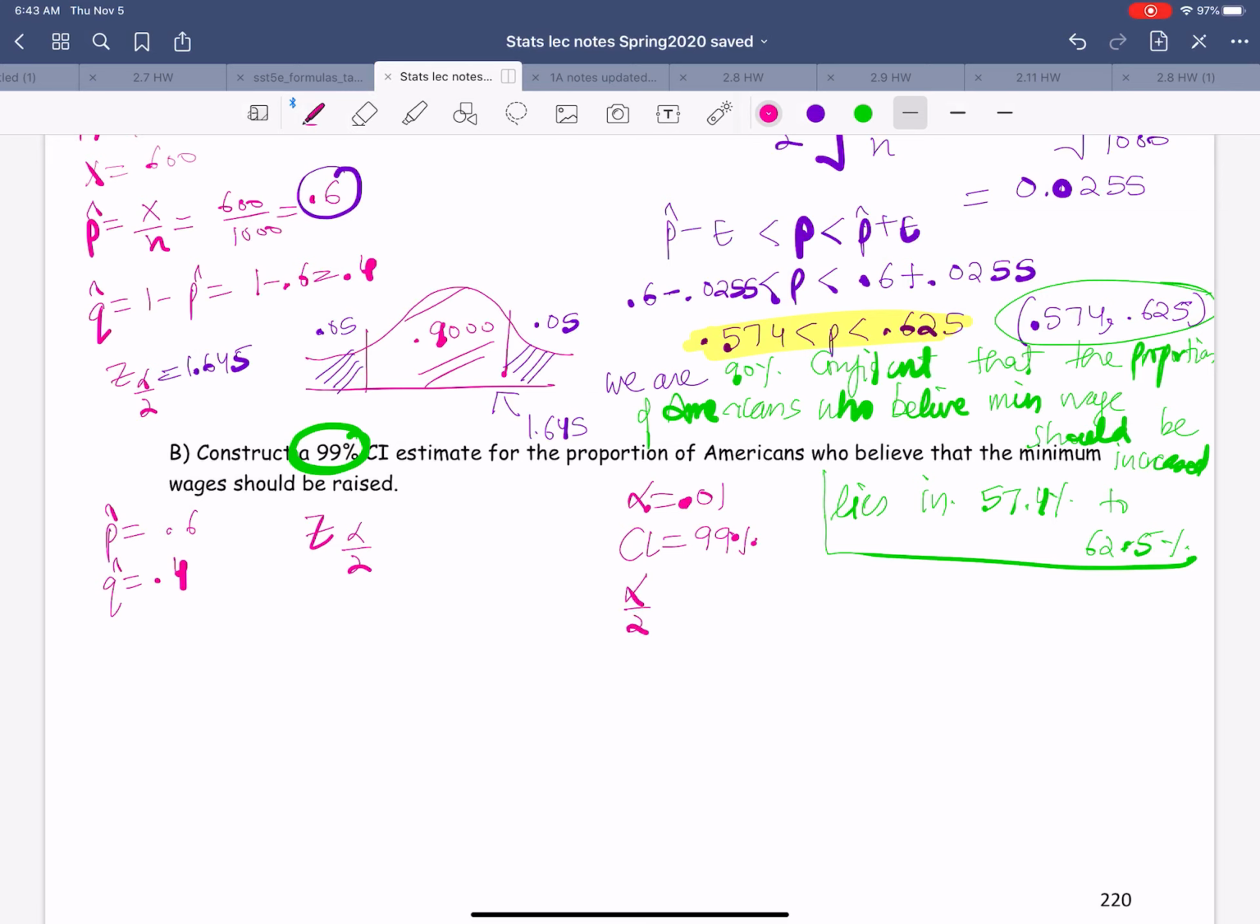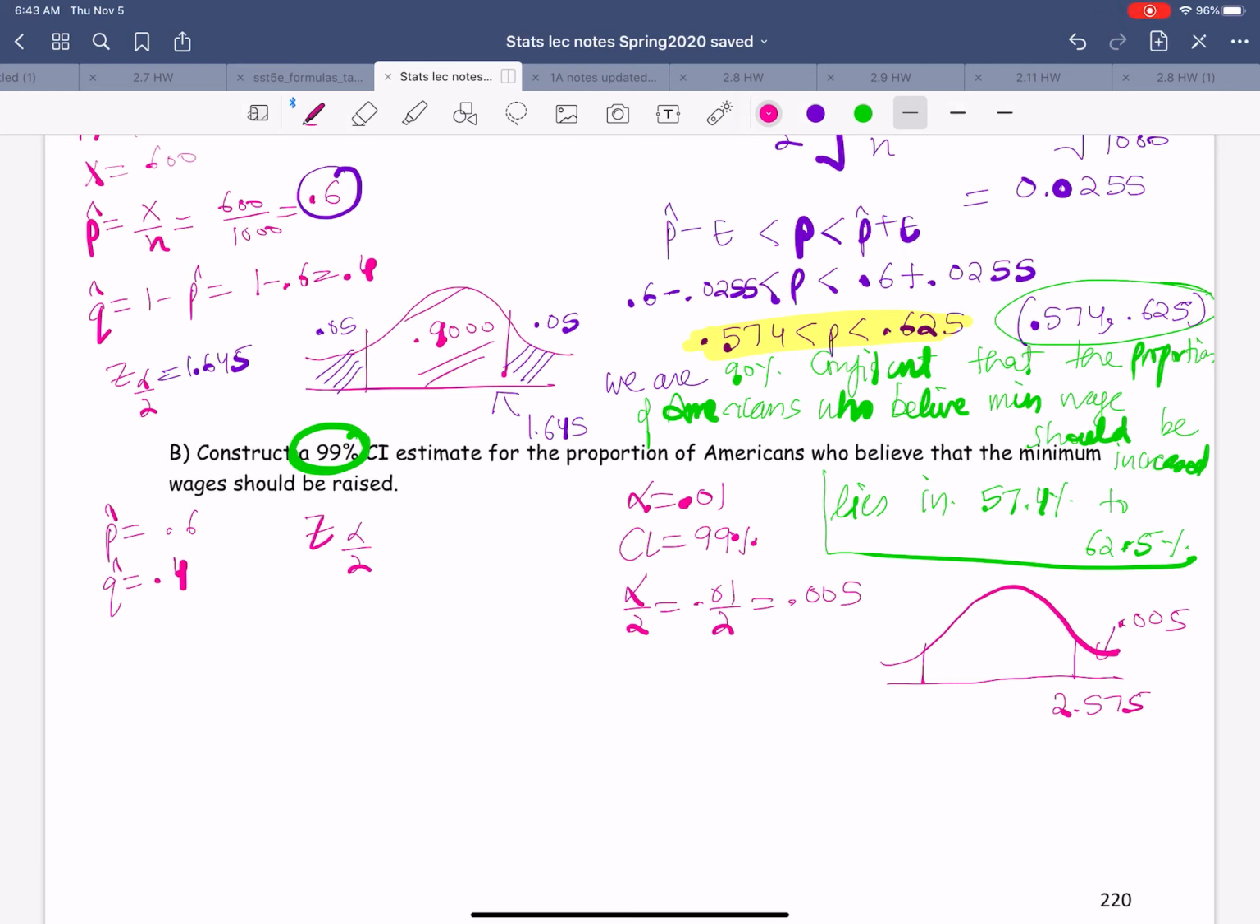So alpha over 2 is 0.01 divided by 2, and 0.01 divided by 2 is 0.005. So I'm looking for the z-score that has 0.005 area to the right. Either look at the bottom of the table or read in the table. The z-score turns out to be 2.575. If you want to be more confident, remember your margin of error will be bigger.